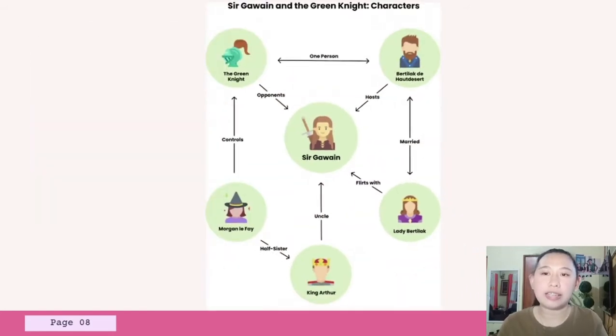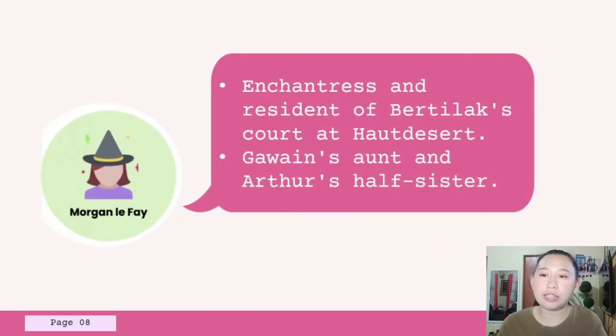So our second to last character is Morgan Le Fay. She is an enchantress and resident of Bertilac's court at Hautdesert. She is also Gawain's aunt and Arthur's half-sister. The Arthurian tradition typically portrays Morgan as a powerful sorceress trained by Merlin, as well as the half-sister of King Arthur. Not until the last 100 lines do we discover that the old woman at the castle is Morgan Le Fay, and that she has controlled the poem's entire action from beginning to end.